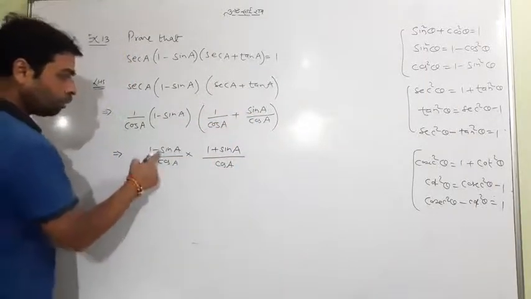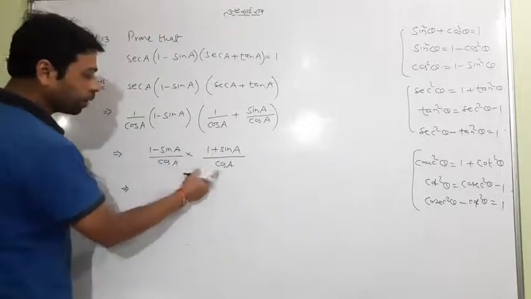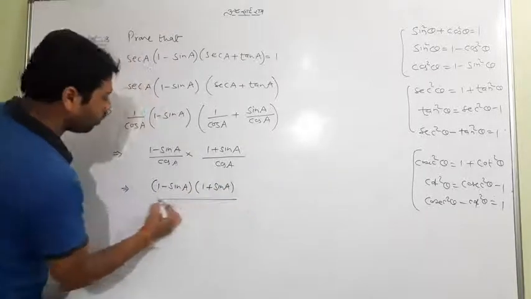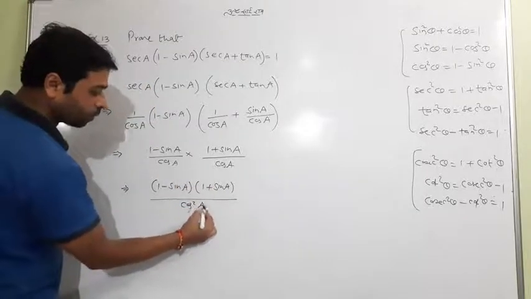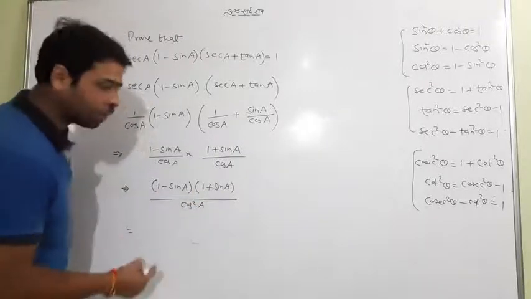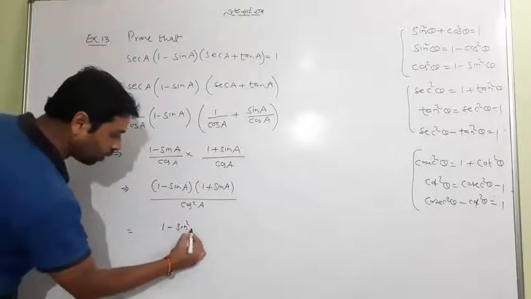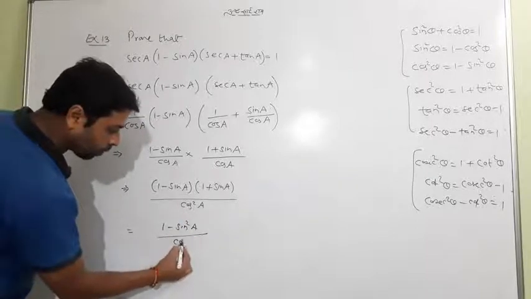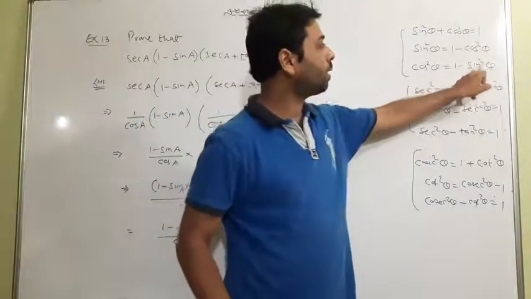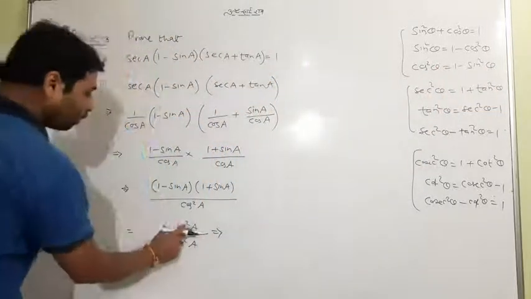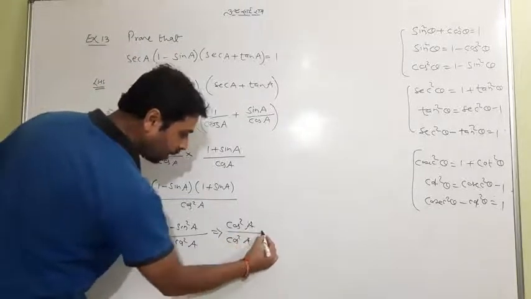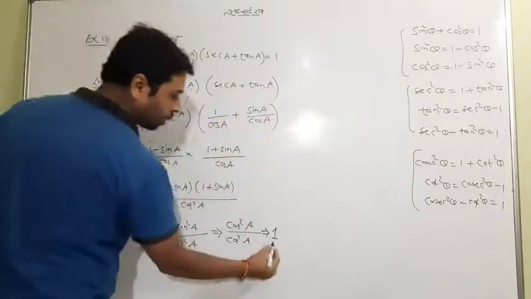Now numerator and numerator multiply, denominator and denominator multiply. The numerator is 1 minus sine A into 1 plus sine A, and the denominator is cos A into cos A, which is cos square A. Using A minus B into A plus B equals A square minus B square, this will be 1 square minus sine square A. And 1 minus sine square A equals cos square A, so we write cos square A upon cos square A. Both cancel and give the answer 1, which is the right hand side.